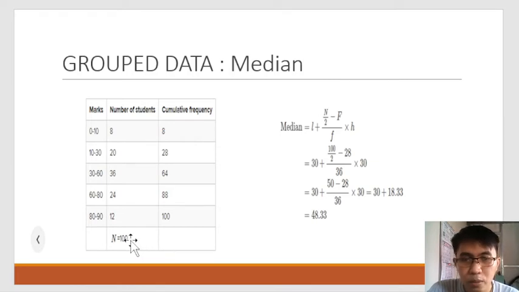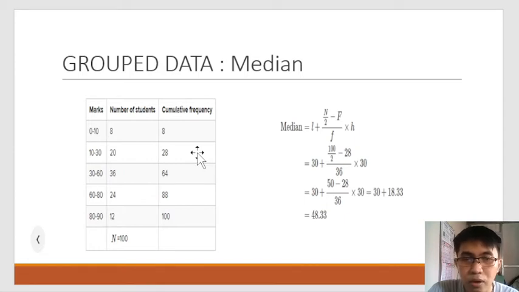Okay. So, 100 po. Yan. So, kapag group data po at median, kailangan po nating kuhanin yung cumulative frequency. So, when we say cumulative frequency, this is the summation of yung mga frequency including yung preceding frequency. So, in this case po, halimbawa, yung 0 to 10, 8. Yung 10 to 30 is 8 plus 20. So, ito yung cumulative frequency.